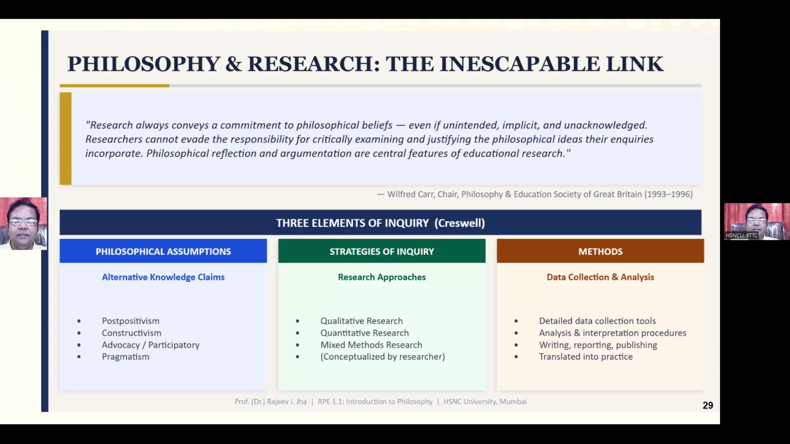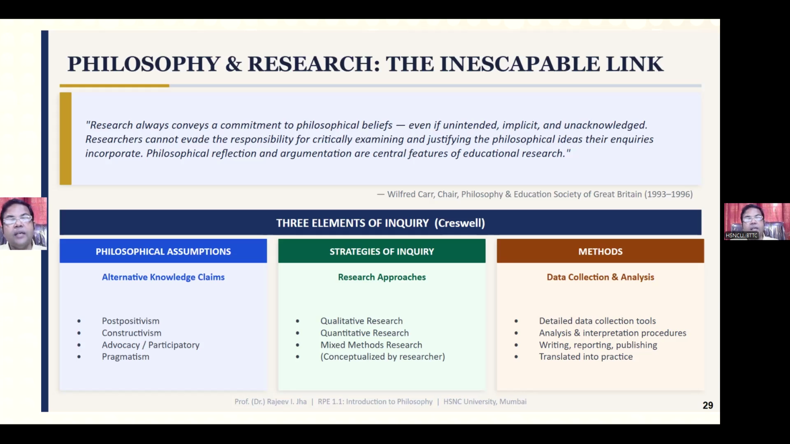Wilfred Carr's statement that research always conveys a commitment to philosophical beliefs, even if unintended and unacknowledged, is perhaps the single most important statement in this entire presentation for doctoral students. Notice the word inescapable in the slide title. You cannot do research without philosophical commitments. The only question is whether you are aware of them or not.